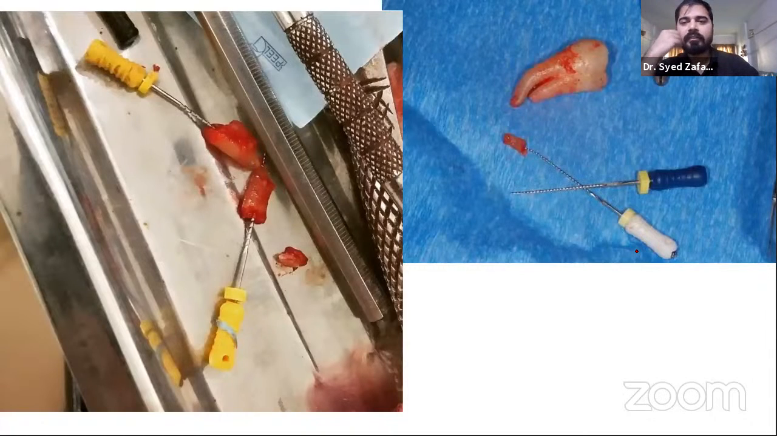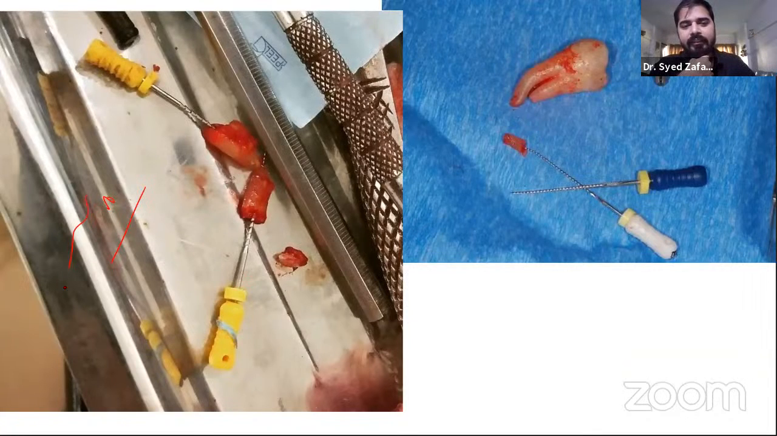This is one of my cases. I was planning for an implant and there was a root fracture. At that time, I didn't have a periotome, and almost one third of the root or two-thirds of the root was there. Then I used a normal file, which is used in endo.